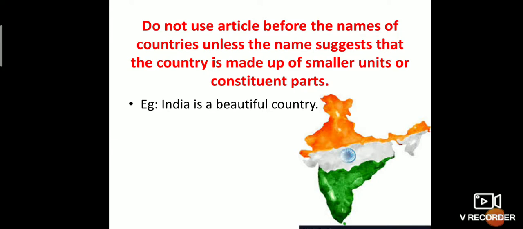So with the names of states, countries, cities, we'll say I live in Samba. I will not say that I live in the Samba or a Samba. No. We'll say I live in Samba. Or India is a beautiful country. So with the names of countries, cities and states, we'll not use any article, unless and until it's a collection or a unit of constituent parts of a country.